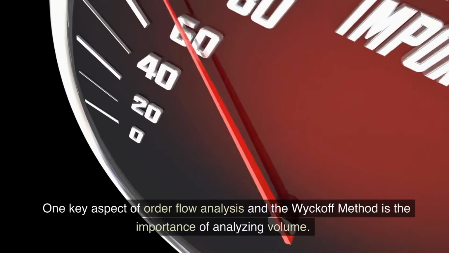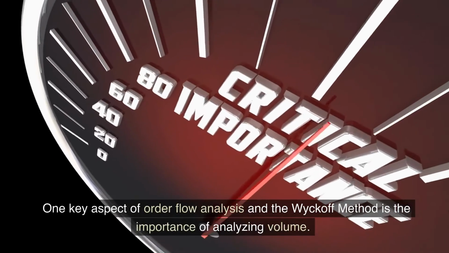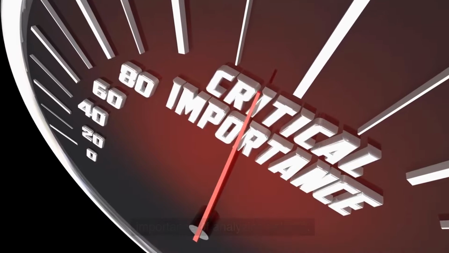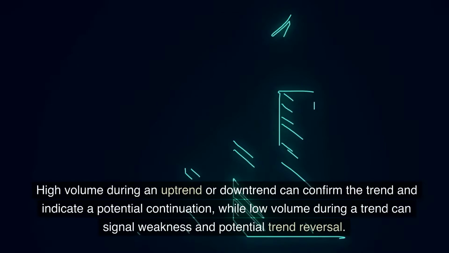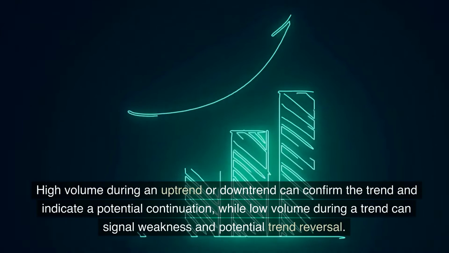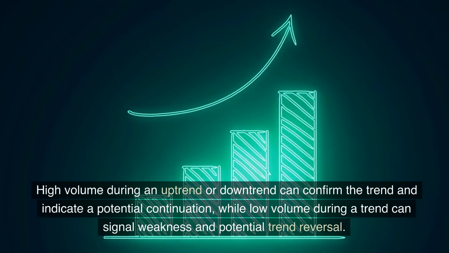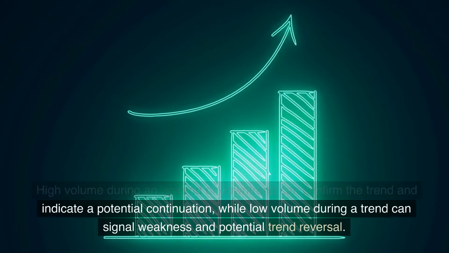One key aspect of order flow analysis and the Wyckoff method is the importance of analyzing volume. High volume during an uptrend or downtrend can confirm the trend and indicate a potential continuation, while low volume during a trend can signal weakness and potential trend reversal.